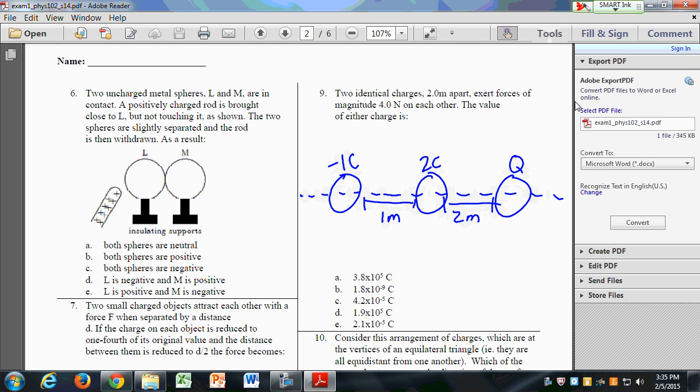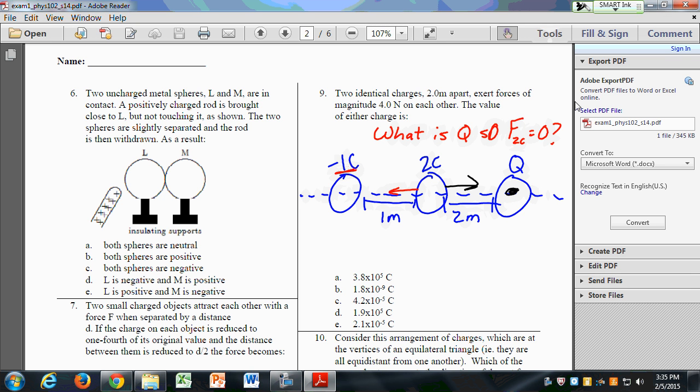Let me write that. I think there's a question similar to this somewhere, but I'm not sure where it is. So what is Q so that F for the 2 coulomb charge equals 0? What you do here, and you could see some 1D yet multi-charge problems like this, is draw the force vectors. Due to this charge, my force has to be in this direction. Therefore, the force due to this charge has to be in this direction.